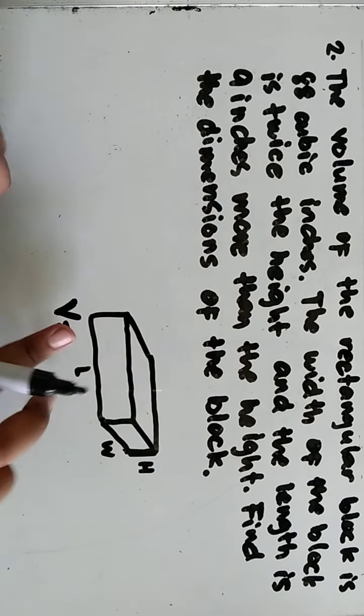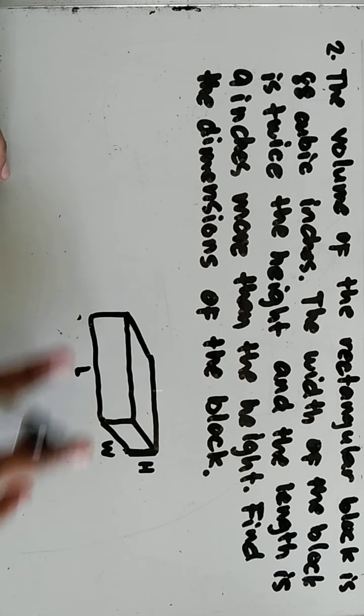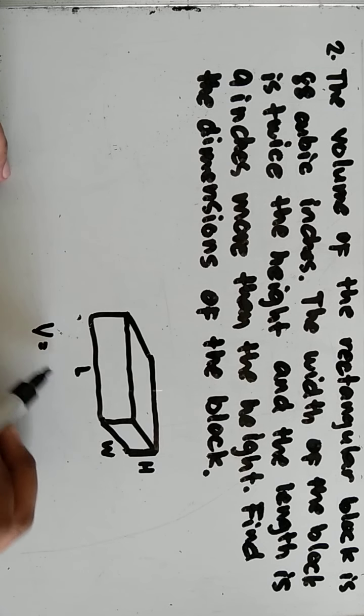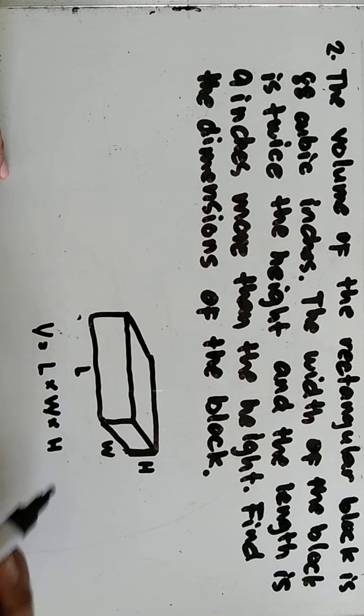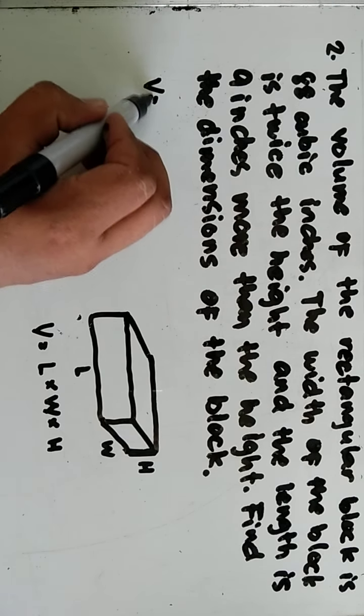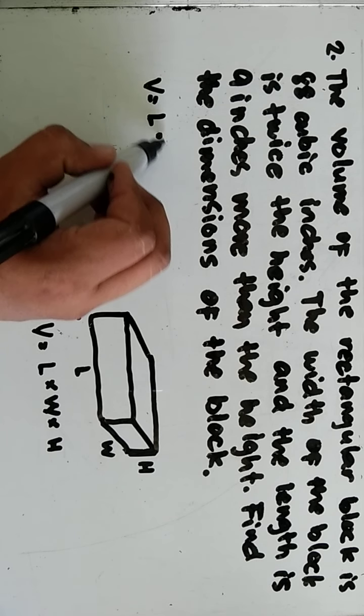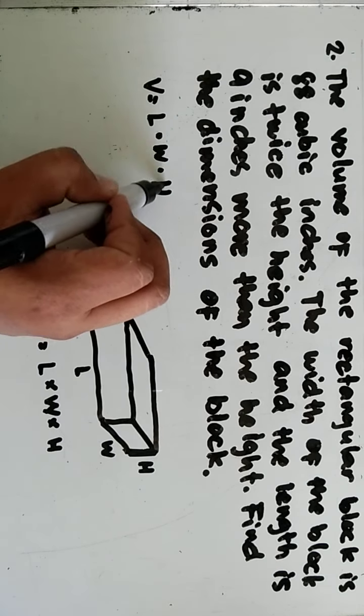So, sa pagkuha ng volume ng mga rectangular block, ang formula natin is the length times the width times the height. Okay? So, ulitin ko, ang volume ay length times width times height.